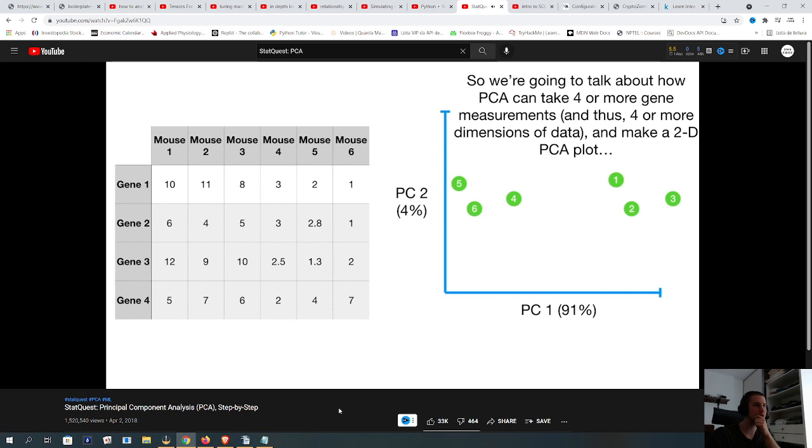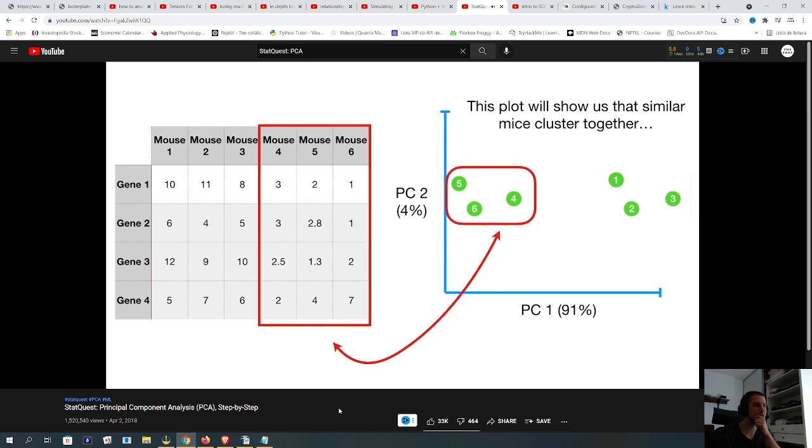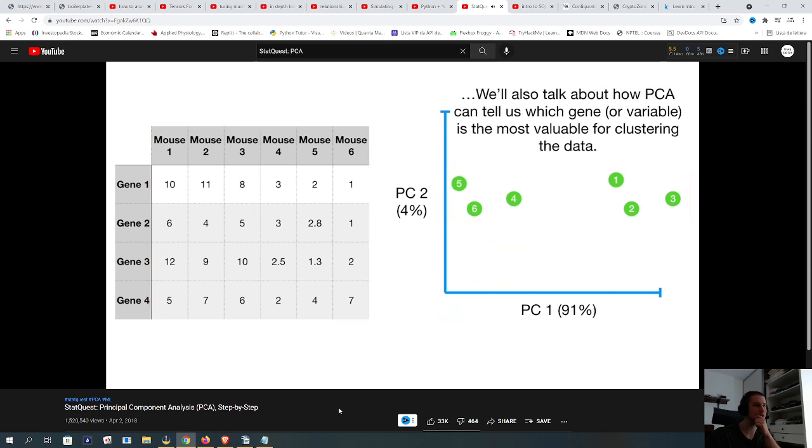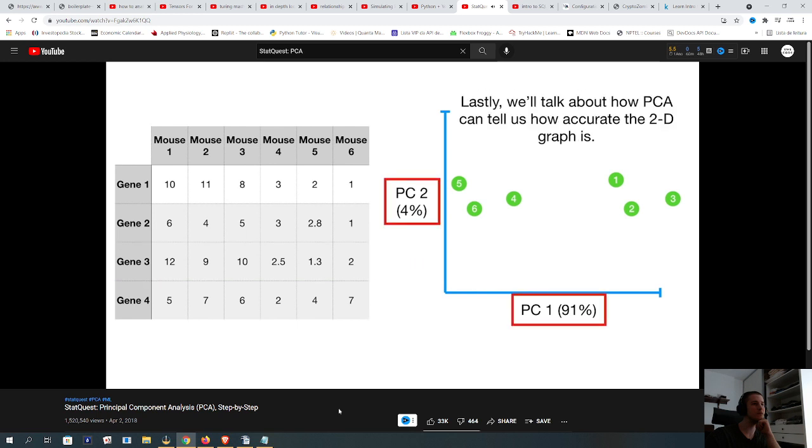So we're going to talk about how PCA can take 4 or more gene measurements, and thus 4 or more dimensions of data, and make a 2-dimensional PCA plot. This plot will show us that similar mice cluster together. We'll also talk about how PCA can tell us which gene, or variable, is the most valuable for clustering the data. For example, PCA might tell us that gene 3 is responsible for separating samples along the x-axis. Lastly, we'll talk about how PCA can tell us how accurate the 2D graph is.